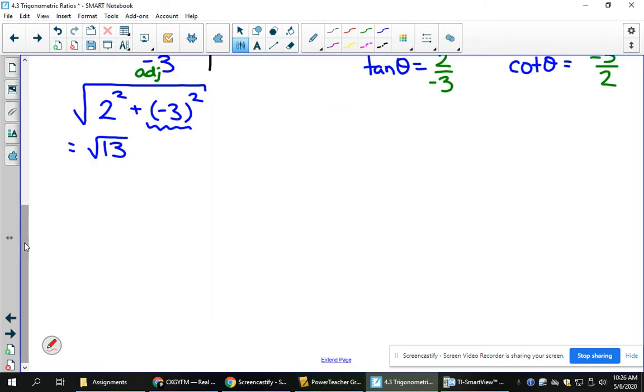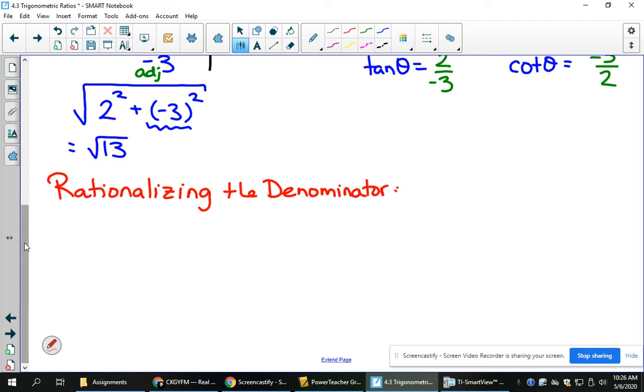So we learned a method called rationalizing the denominator. I showed you this on the unit circle. Remember that it made all the denominators 2, which made memorizing the unit circle a lot easier. We actually prefer the denominator to have whole numbers in it instead of radicals.